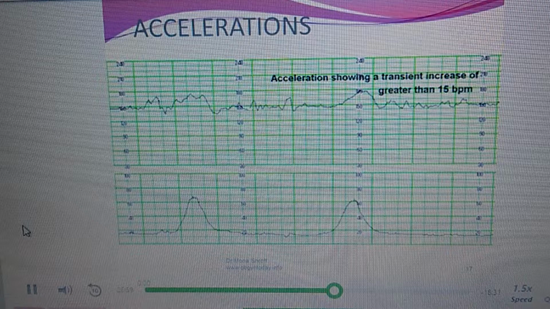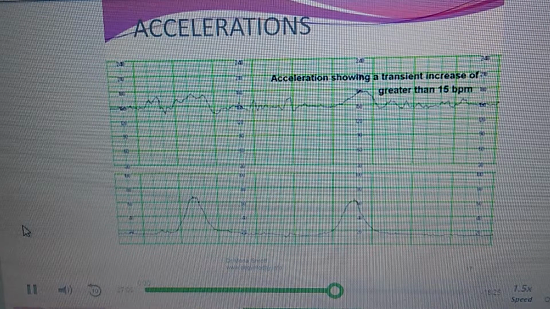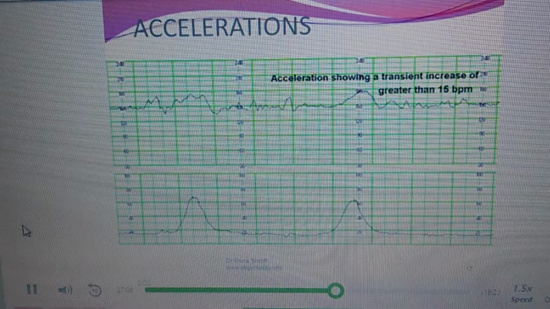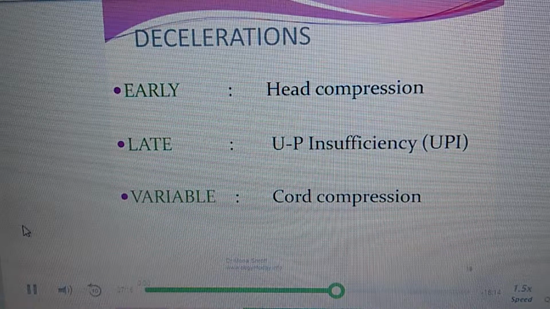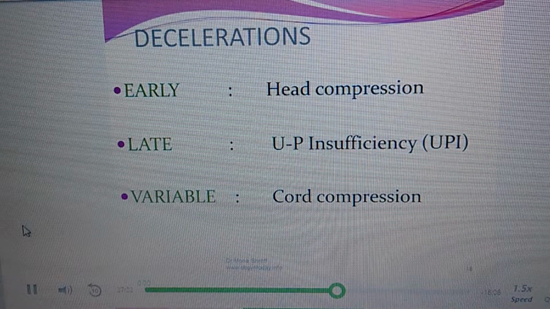Okay? So this is just a picture showing you what an acceleration looks like during a contraction. Okay? So this baby is looking really good during the contraction, handling the contractions really well. Okay? The next thing you want to look at is decelerations. Now, there are 3 types of decelerations. The first one being early.